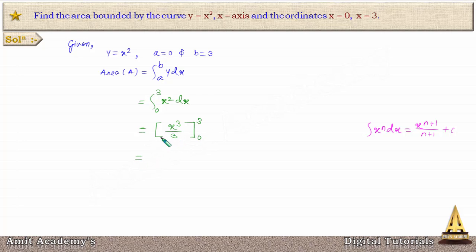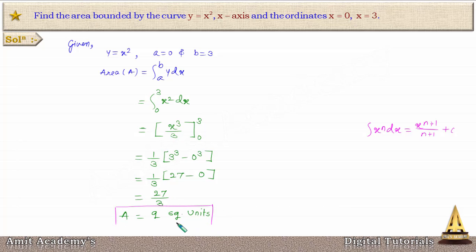So A equals, writing this 3 outside the bracket, 1 upon 3 in square bracket. For this x, first we write the upper limit, that is 3, so I get 3 cubed minus the lower limit, 0 cubed. So 1 upon 3, 3 cubed is 27 minus 0 cubed is 0, so 27 minus 0 is 27 upon 3, and 27 upon 3 is 9 square units. So this is the value of area A, and this is your final answer.